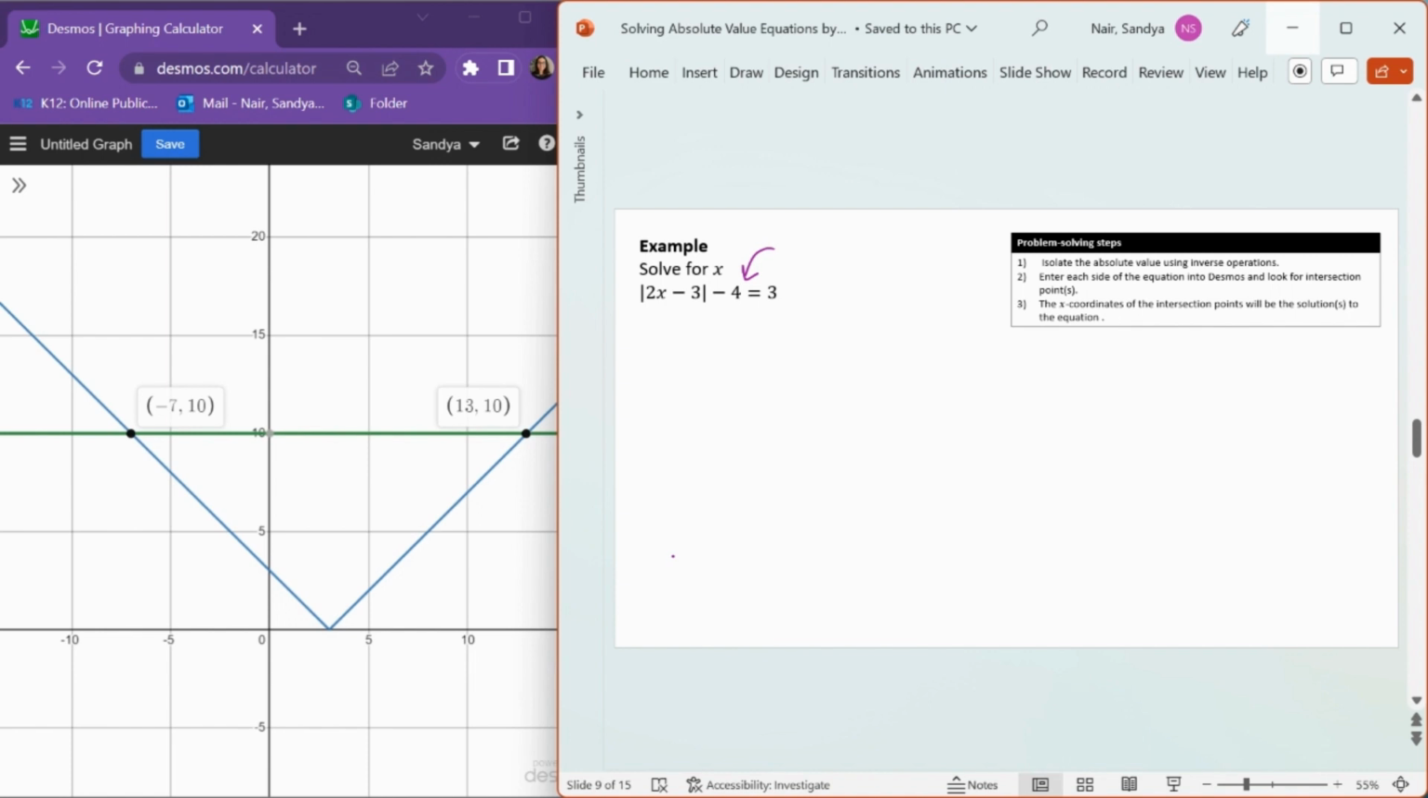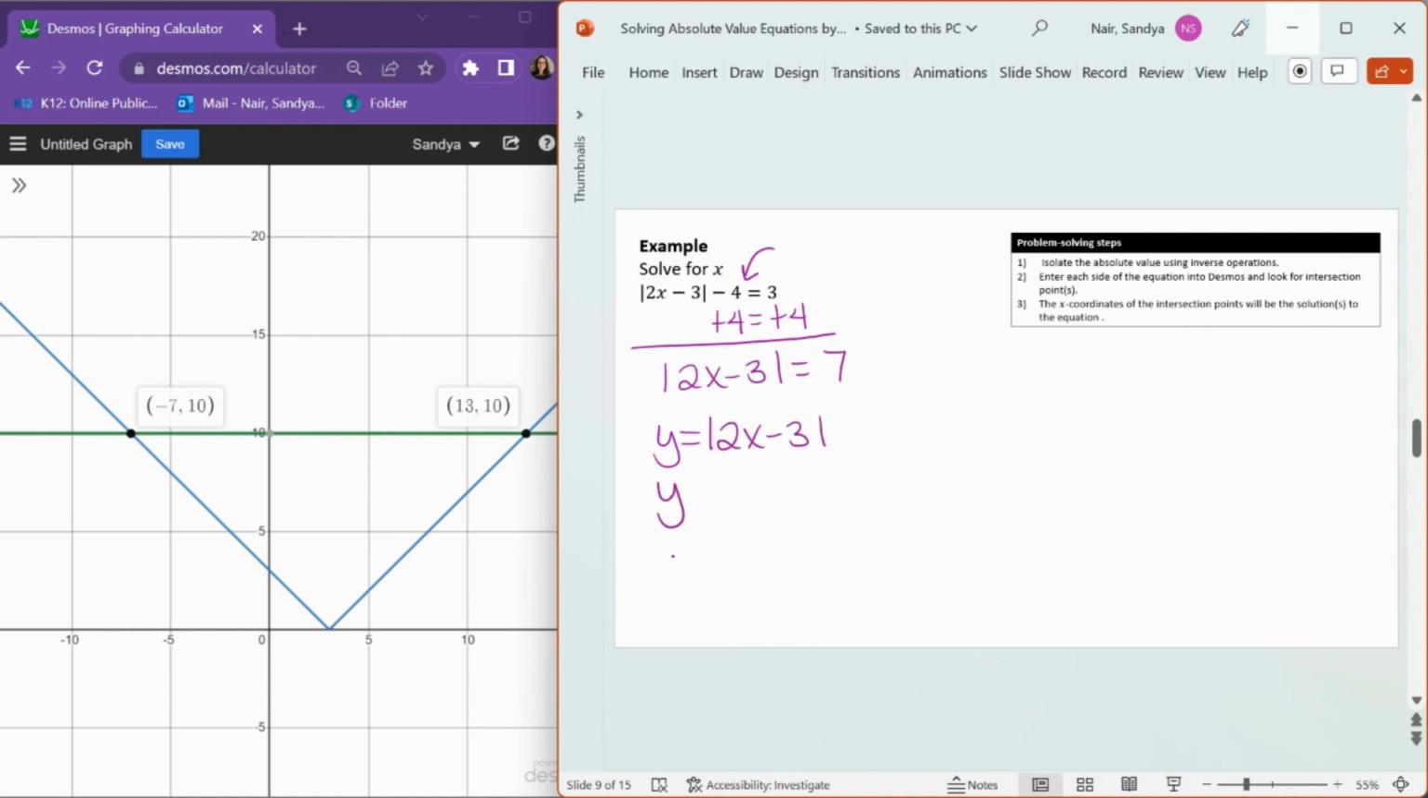So to get rid of that minus 4, I need to do the opposite. So I'm going to add 4 to both sides. So when I do that, I get the absolute value of 2x minus 3 equals 3 plus 4, which is 7. So now I'm going to enter this in my calculator as two separate functions, right?